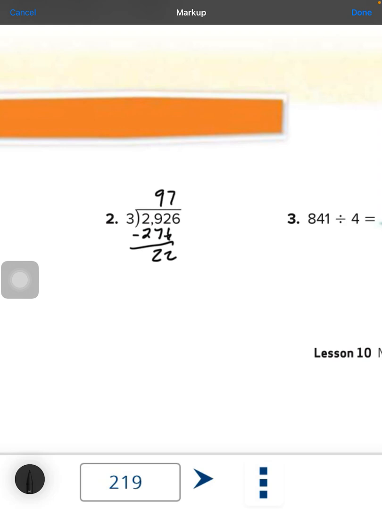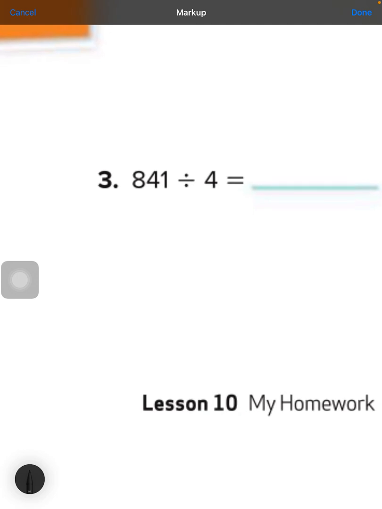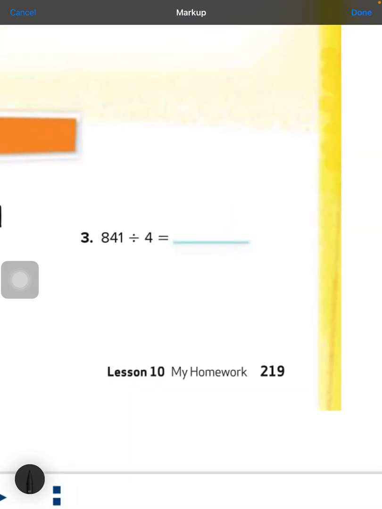Bring that 2 down. 3 will go into 22 7 times. 7 times 3 is 21. 22 minus 21 is 1. Bring the 6 down. 3 will go into 16 at least 5 times. 5 times 3 is 15. 16 minus 15 is 1. We'll do a remainder 1.